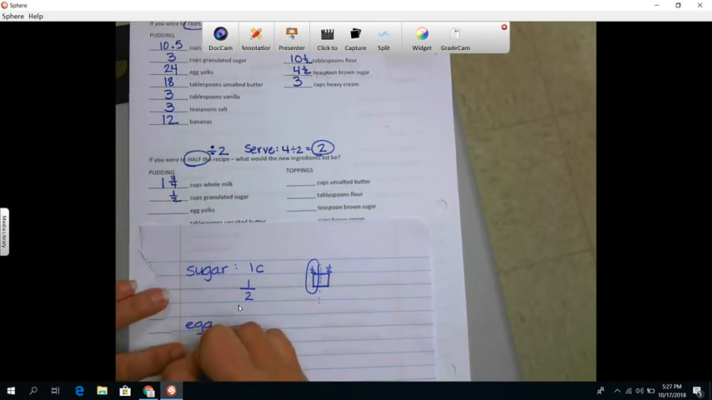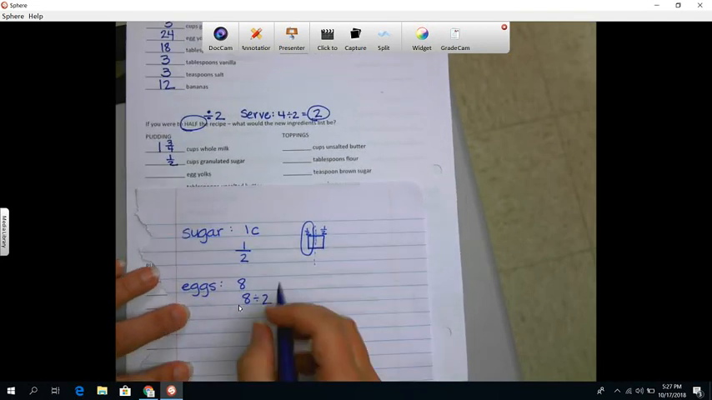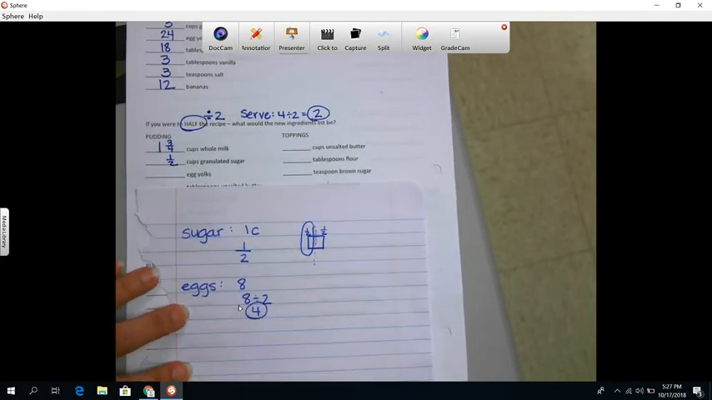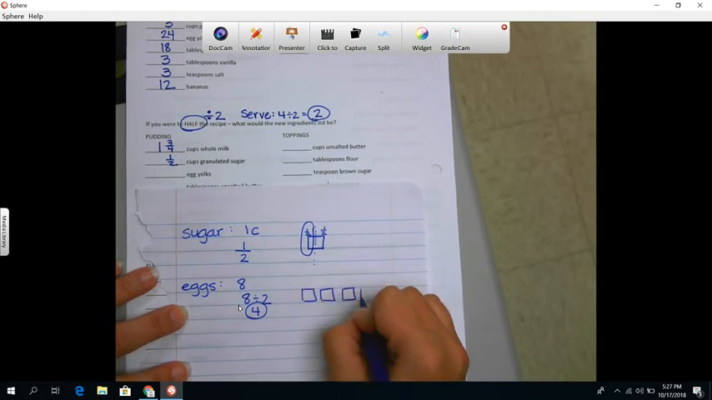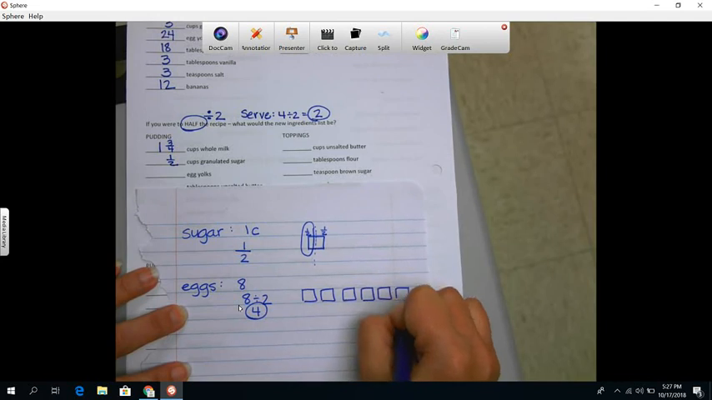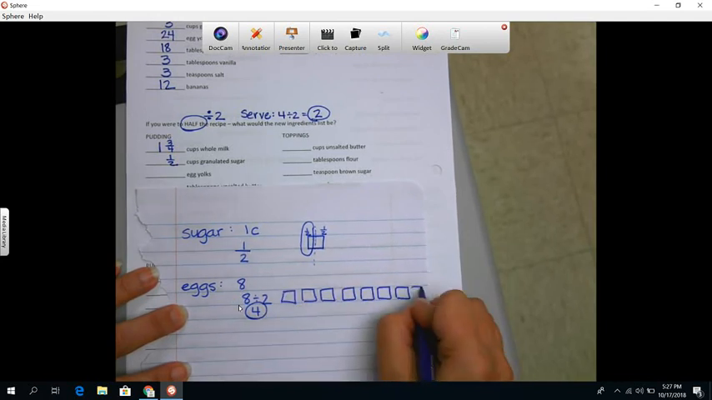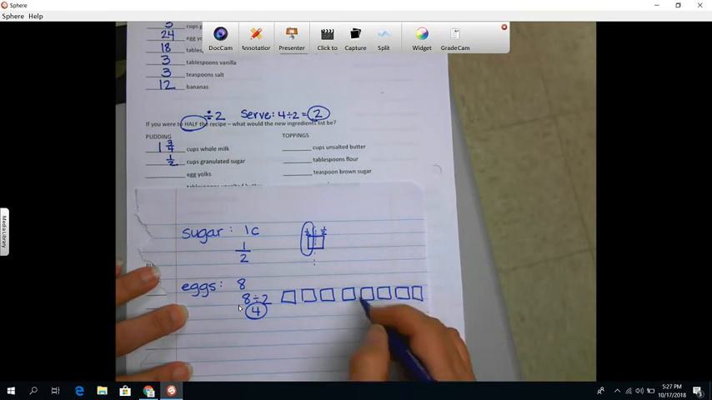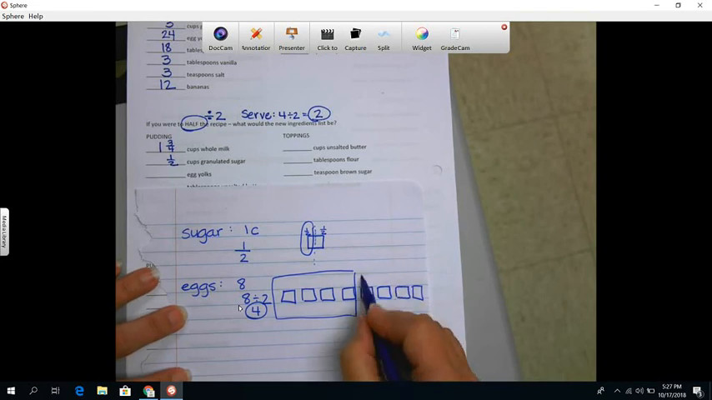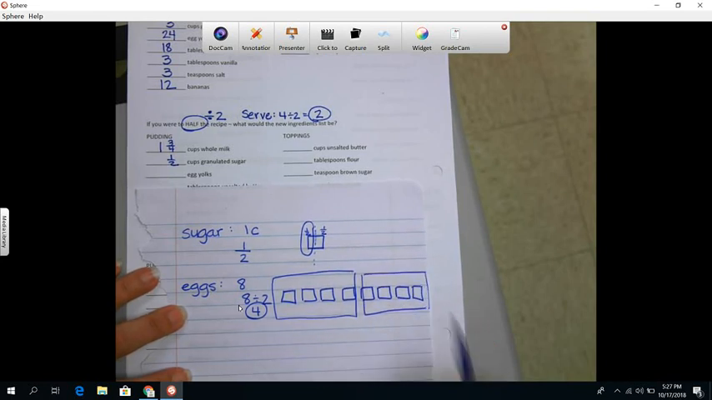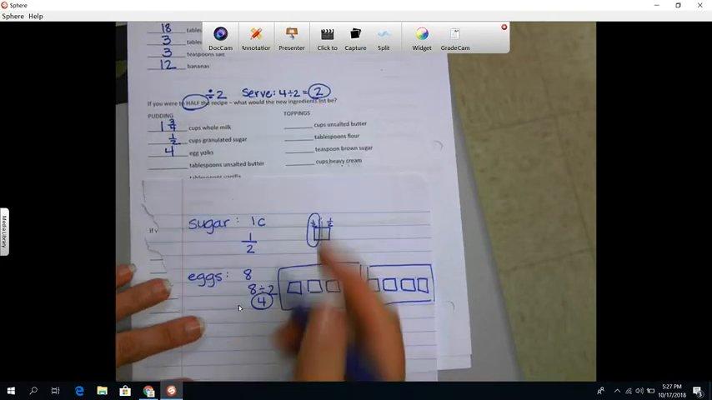Eggs. We needed 8 eggs to start our original recipe. Now we have to do 8 divided by 2. Well, 8 divided by 2 is 4. I could draw my picture. 1, 2, 3, 4, 5, 6, 7, 8. And I split this into 2 parts. This would be 4 eggs. This would be 4 eggs. The next one is unsalted butter.